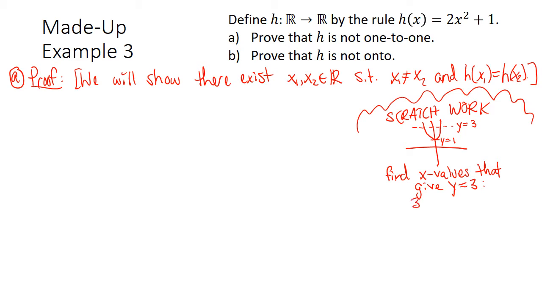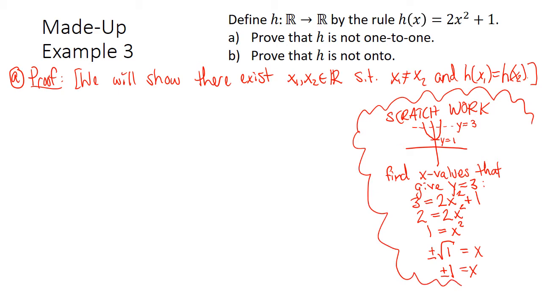So I'm just going to have to solve the equation with 3 in place of y. Let's just do that. So 3 equals 2x squared plus 1. If I subtract 1 from both sides and divide by 2, then I get 1 equals x squared. Okay, and then when you take the square root, you can get the positive or negative square root. So I get that x equals plus or minus 1. Okay, so that's all scratch work.